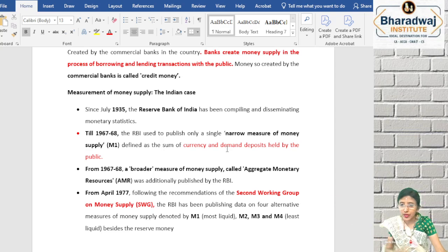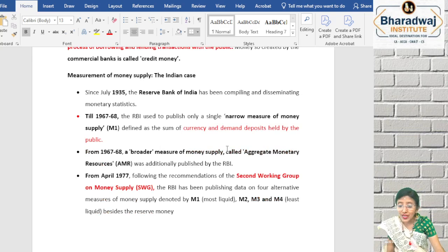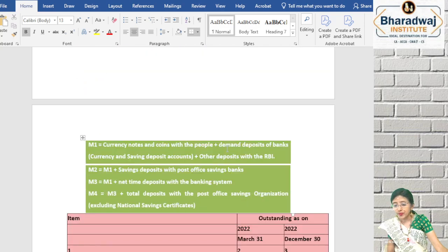Since July 1935, collection and dissemination of monetary statistics, till 67-68, was a narrow measure of money. There we stopped narrow and broad. IMF said have a broad measure. What is that? And in India, what is it? This is where you're studying, isn't it? M1, narrow measure. From 67-68, followed aggregate monetary resources, acronym very important, AMR, aggregate monetary resources, from 67-68. And from April 1977, M1, M2, M3, M4.